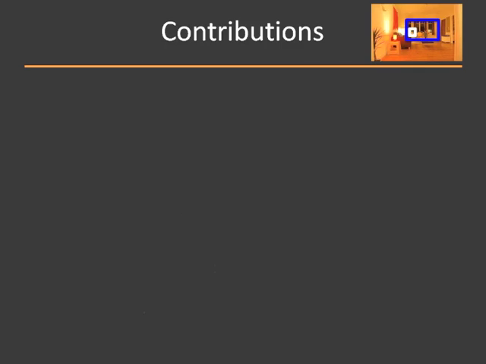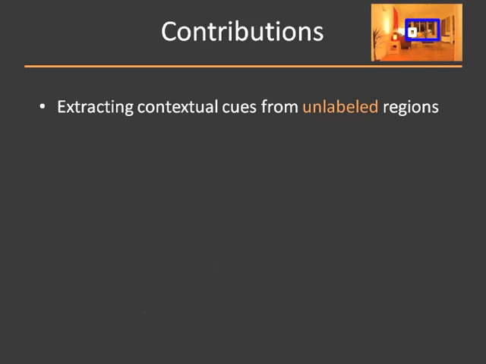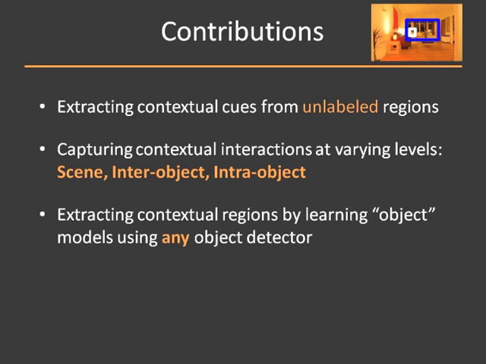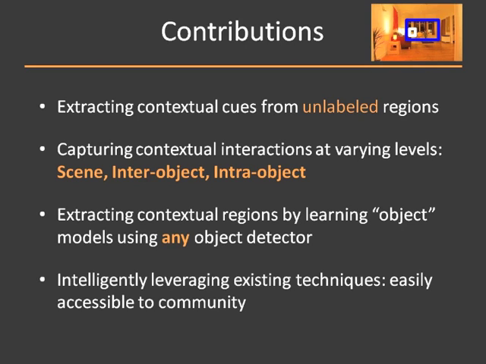To summarize, we propose a new contextual cue to exploit the unlabeled regions. Our cue captures contextual interactions at varying levels: scene, inter-object, intra-object. We learn the contextual cue via object models, using the same detection method for detecting objects of interest. Therefore, the proposed method intelligently leverages existing techniques, making it easily accessible to the community.